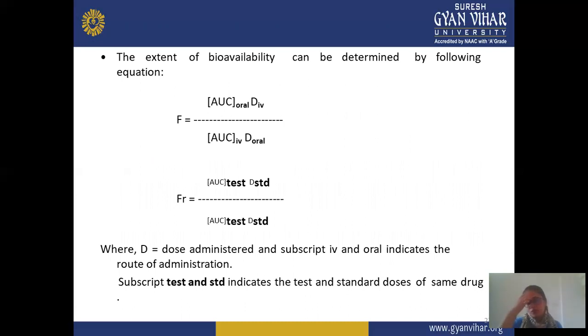So let us take two cases. In absolute bioavailability, that is oral or IV, you are giving the drug by different routes. In relative bioavailability, that is FR, you are taking the same drug in different formulations, that is test or standard. D is the dose administered, the subscripts IV and oral indicate the route of administration, and the subscripts test and standard indicate the test and standard use of the same drug.